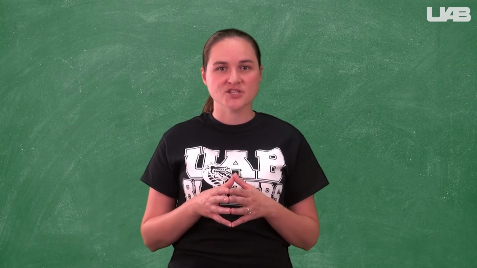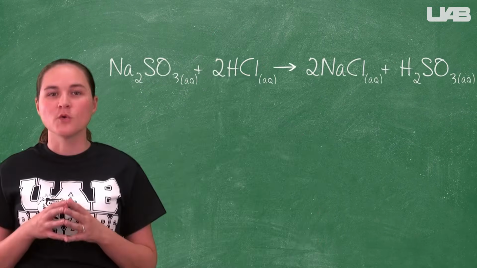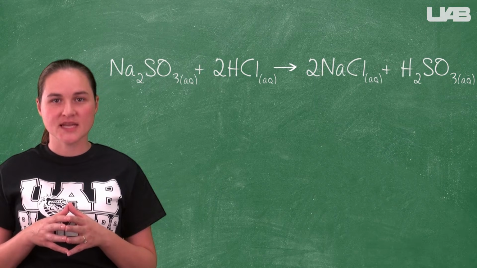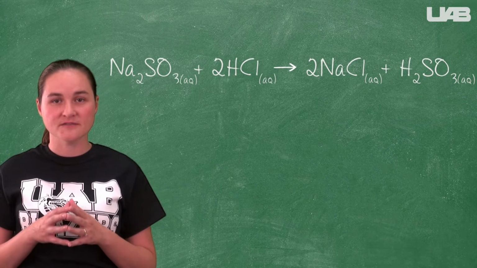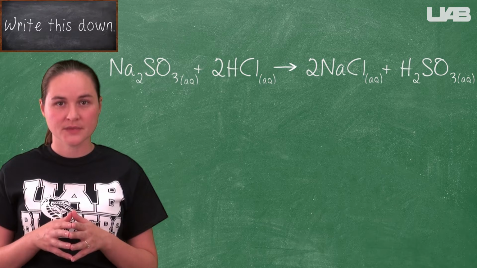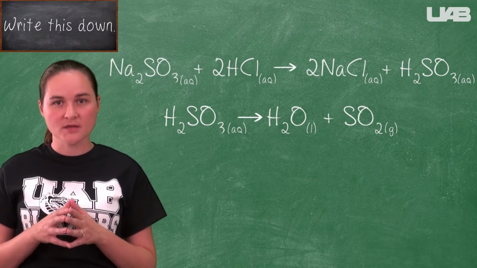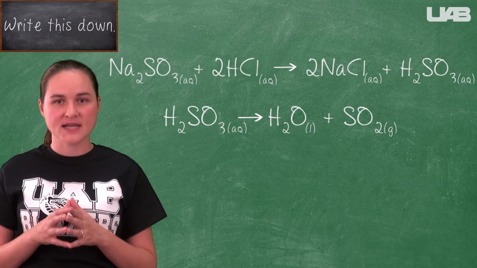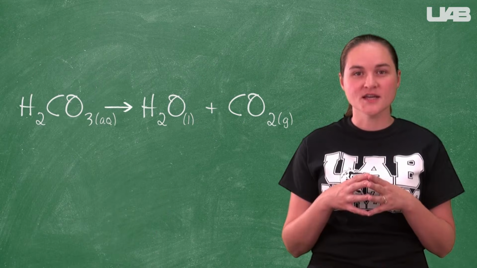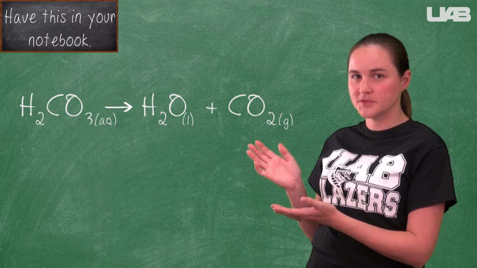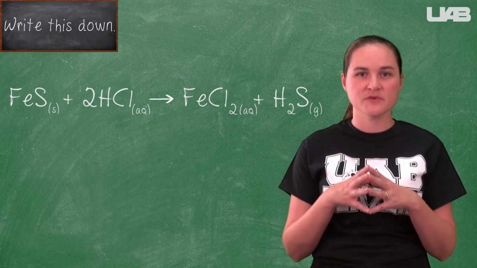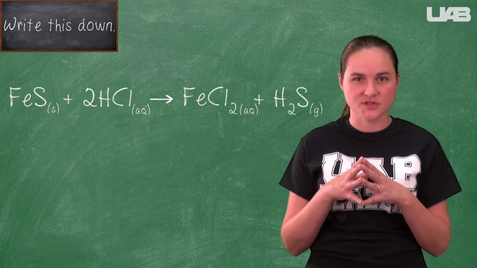Gas formation reactions are also exchange reactions. While it is not as clear as the other examples, it actually does follow the same pattern of cation-anion switching. However, the sulfurous acid that is produced will fall apart to form water and sulfur dioxide gas. This also happens when carbonic acid is formed, or when metal sulfides react with acids to form gaseous hydrogen sulfide.